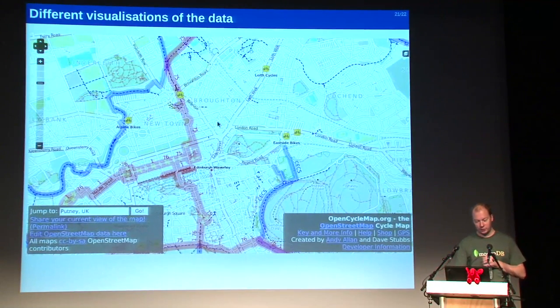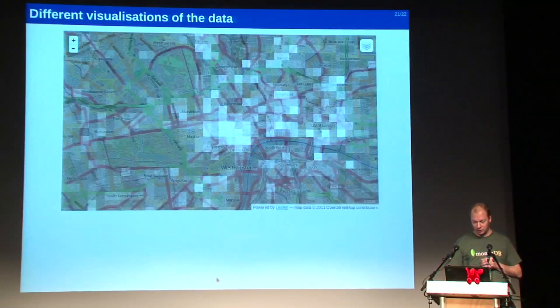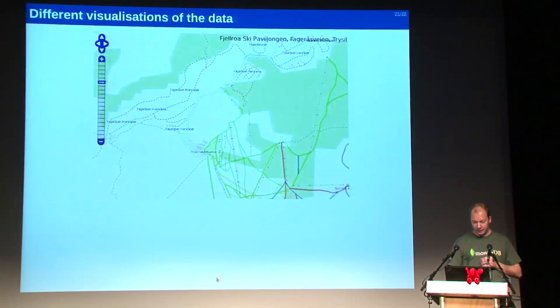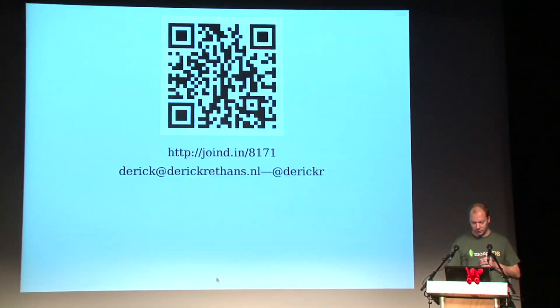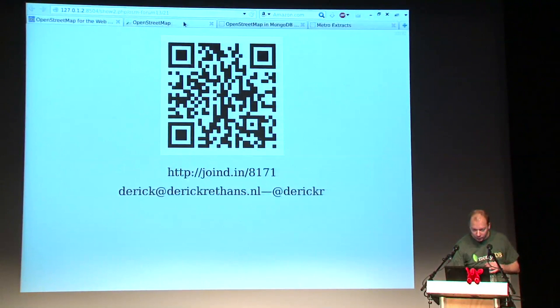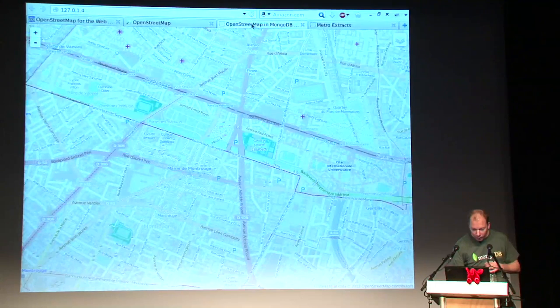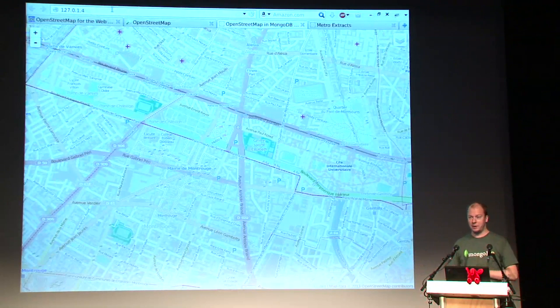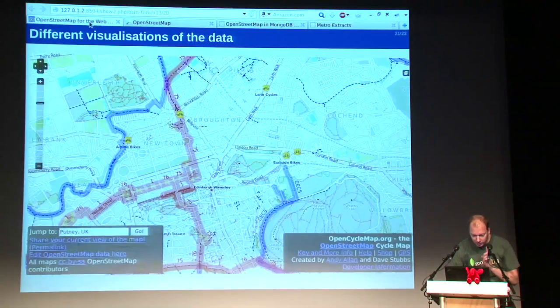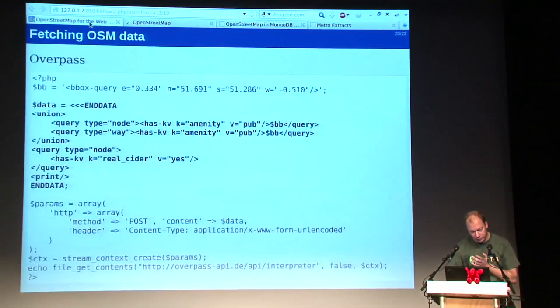Okay, I've already shown you the different visualizations of the data, so I just have some slides in case the demos don't work. Let me continue with that. And then at last, I wanted to show you something that I've been demoing before. I've created a website, which you can also look at, maps.derickrethans.nl, where I try to put many different experiments with data that I've downloaded on the map, and then do some interesting things with.